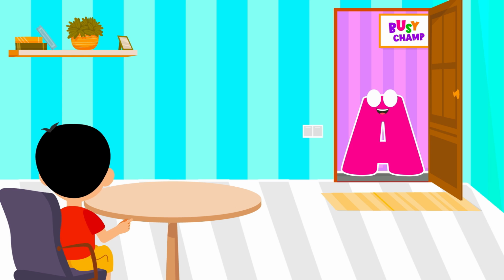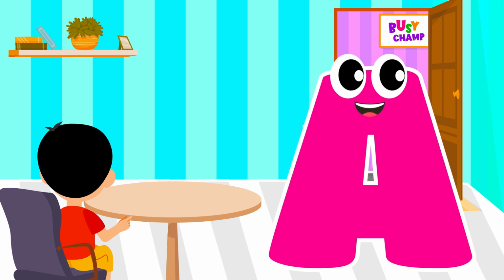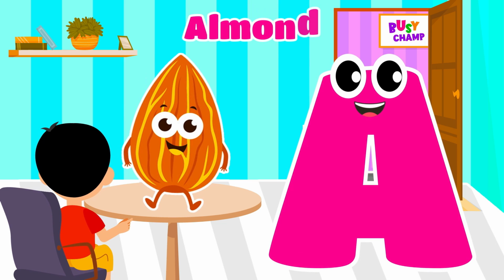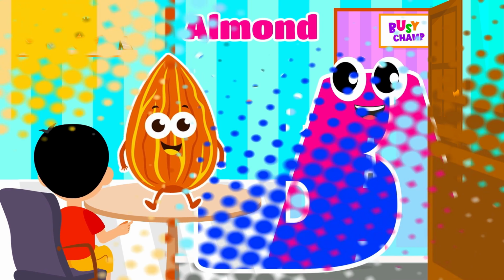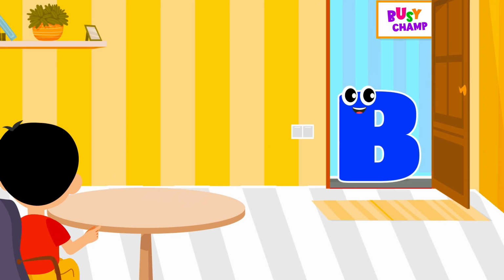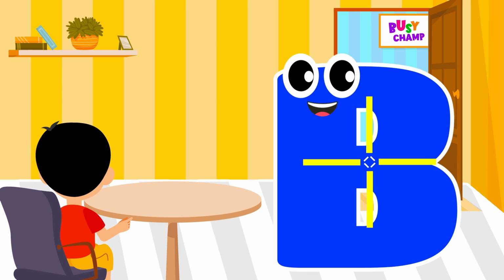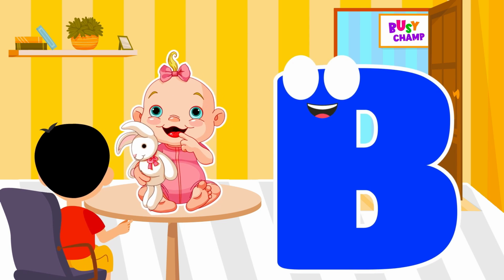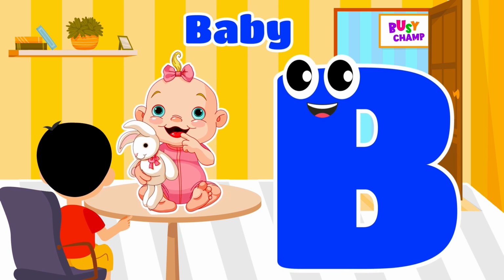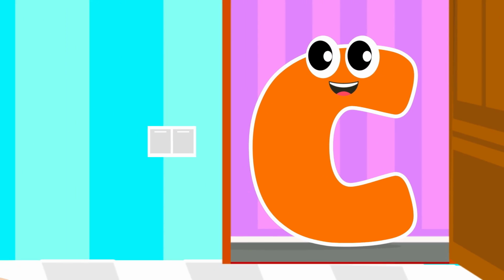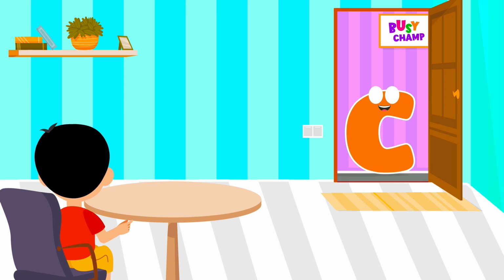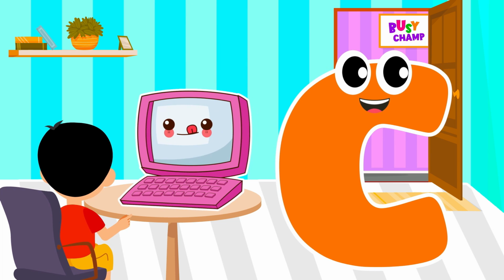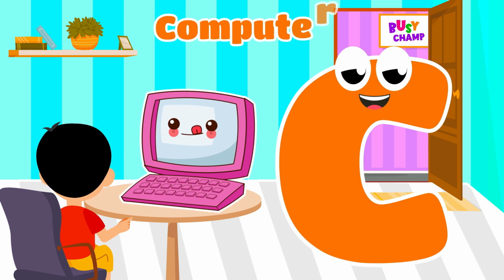T-E-N comes the letter A. A says almond. Almond. Now we have letter B. Starts with B. Baby. Ooh. Letter C is coming. C. C is for computer. Computer.